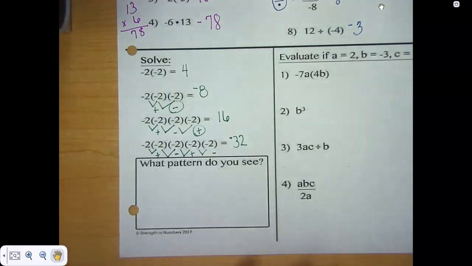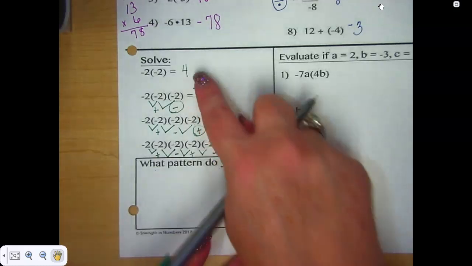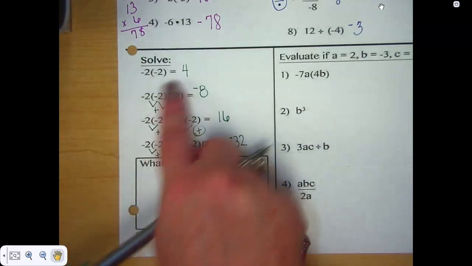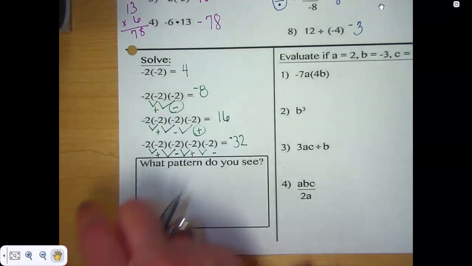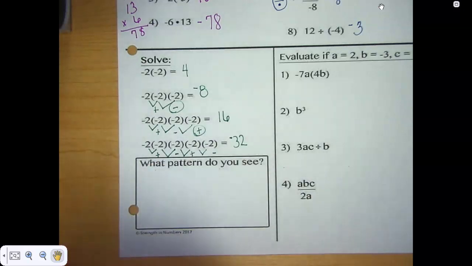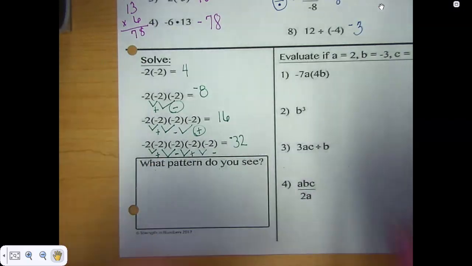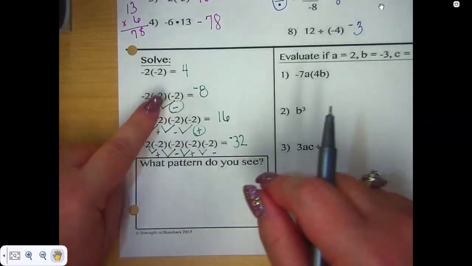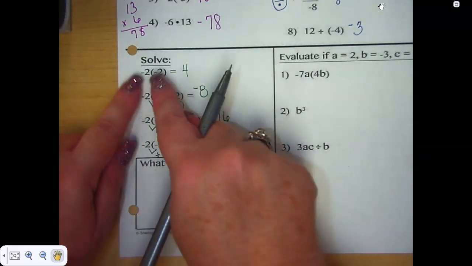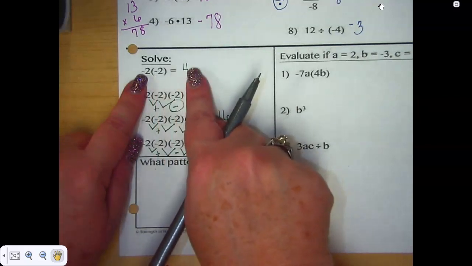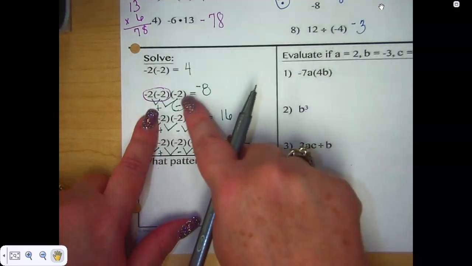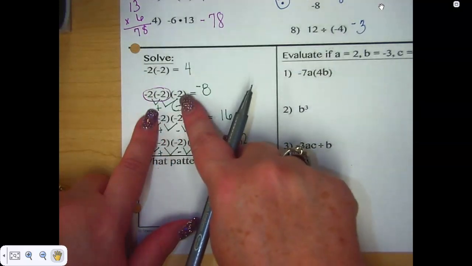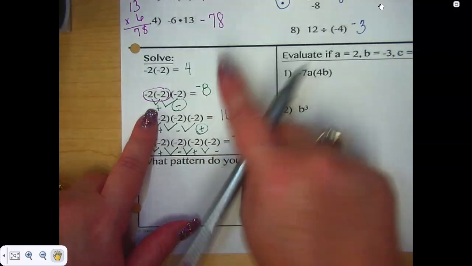Do you see a pattern that has developed at all? Other than positive, negative, I'm talking about a pattern here. I feel like if there's an even number of negatives, not an even number of factors, but an even number of negatives, they're going to make a positive, right? A negative times a negative is a positive. This negative and negative make a positive, but when I add this third one on, a positive times a negative is a negative.